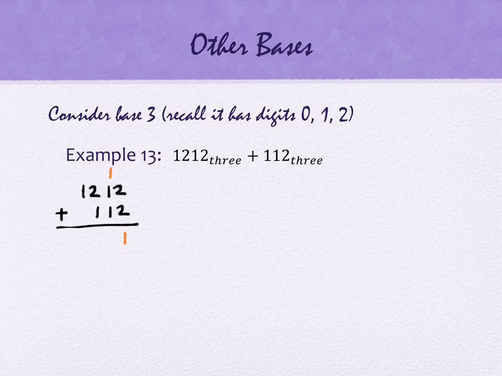Next column I have 1 1 1. That's 3. But that's 1 3 with 0 left over. Then I have 1 2 1, which is 4, which is 1 3 to carry over and 1 left over. And then I have 1 plus 1, which is 2. It's 2 1 0 1 base 3.